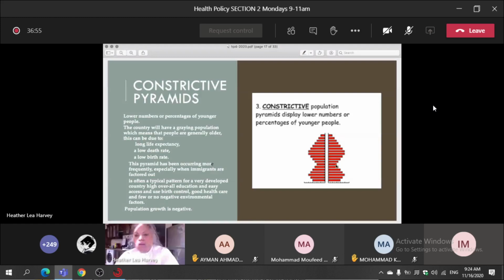We also have something called a stationary period. Do you all remember last week when I talked in class about how for every mother and father, so two people, if they have two children, they replace each other? We're not getting bigger in the population, but we're also not getting smaller. 2 minus 2 equals 0. So there's no population growth. That is what is shown with a stationary pyramid. In other words, the country's not getting any bigger.